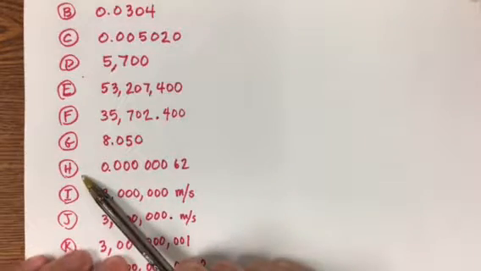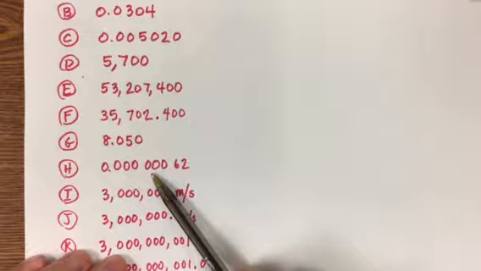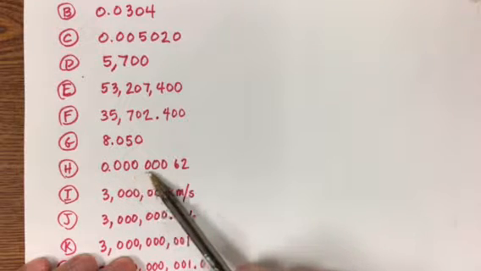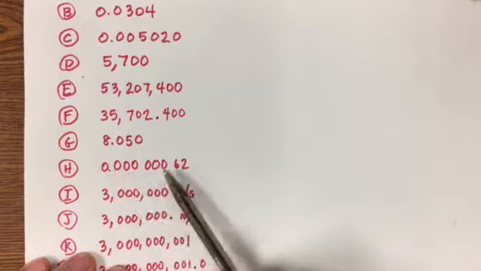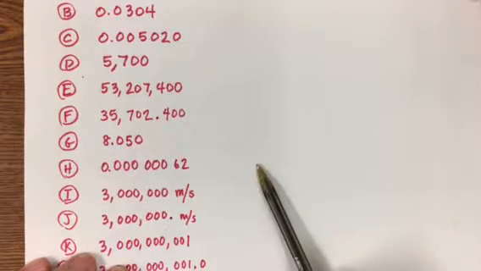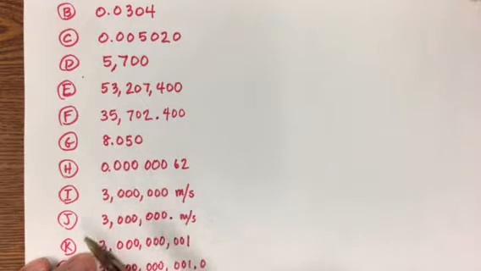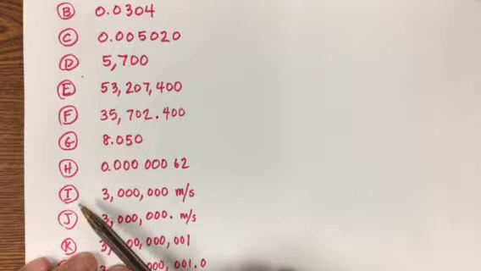Part H. How many of these are significant? 2. The answer is 2 because all these zeros at the left-hand end are merely considered placeholders. Even though there's a decimal, they are not on the right-hand end. Therefore, even though there's a decimal, they don't count as significant.